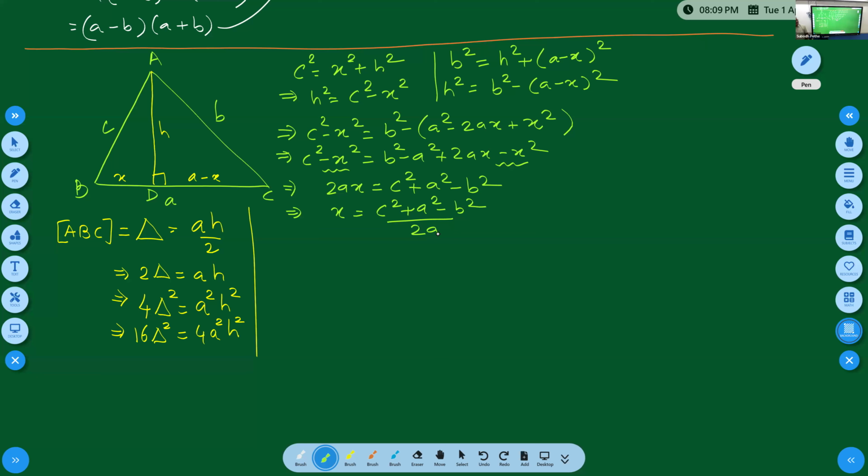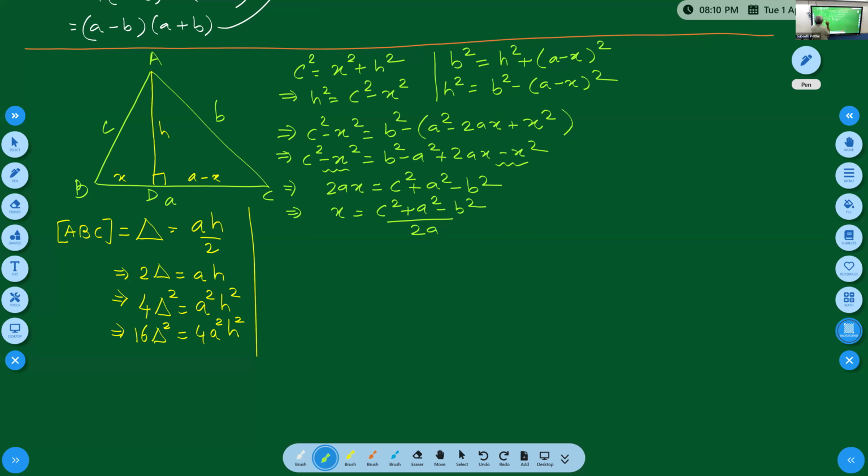That is correct. Now I could express x in terms of small a, small b, small c, and I know h and x are connected here. So if I replace this x by this quantity, I will be able to express h square in terms of a, b, c. Do you understand? We have found out x in terms of a, b, c. We wanted h in terms of a, b, c, but they are connected to each other.